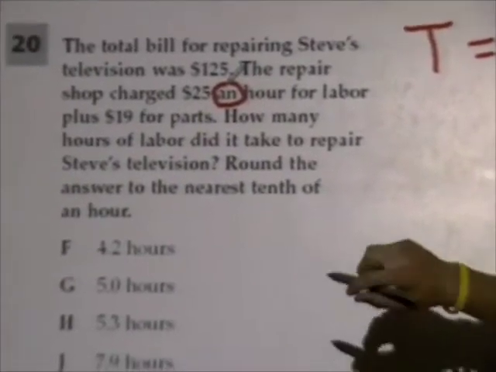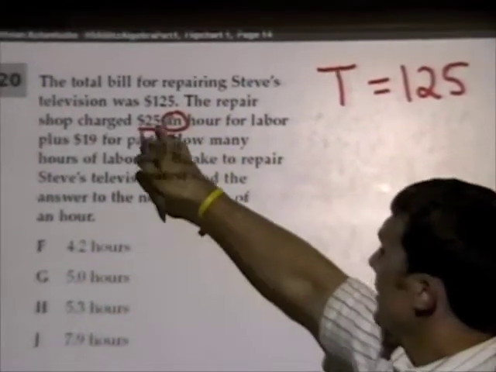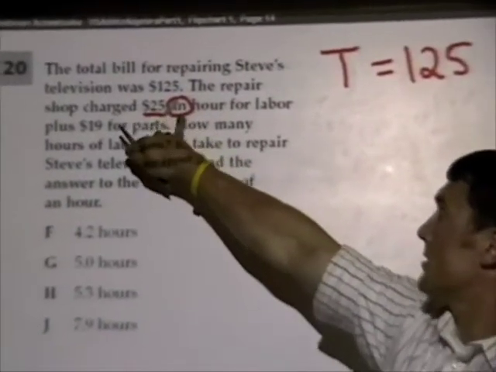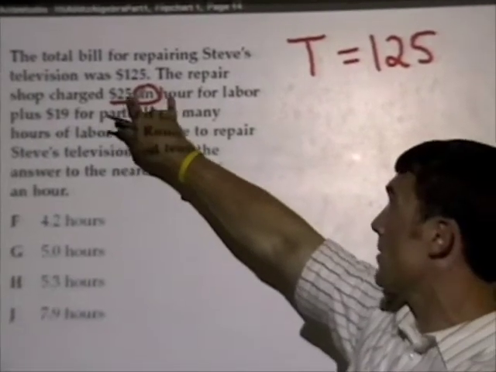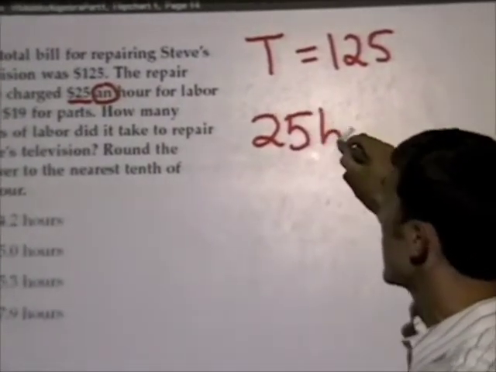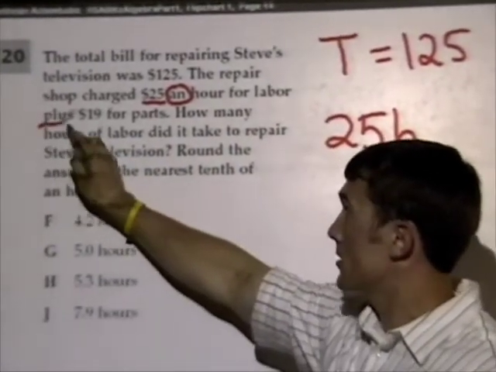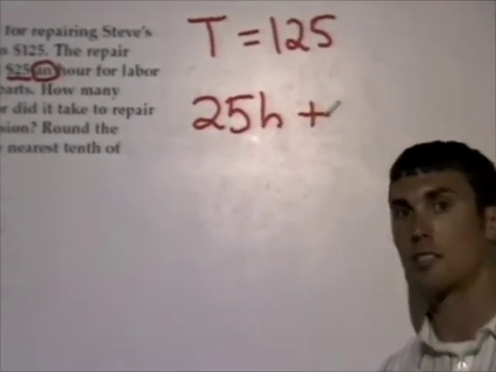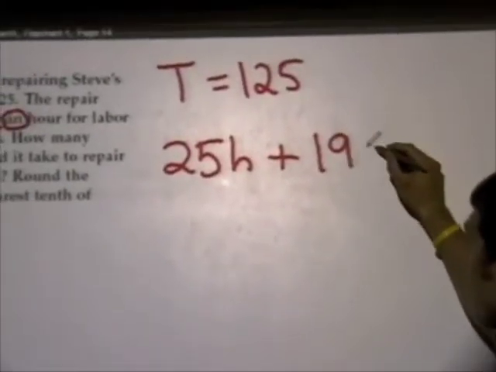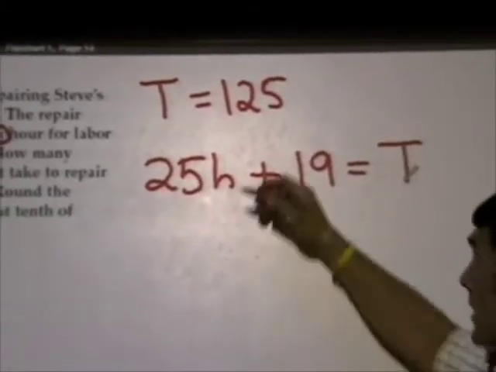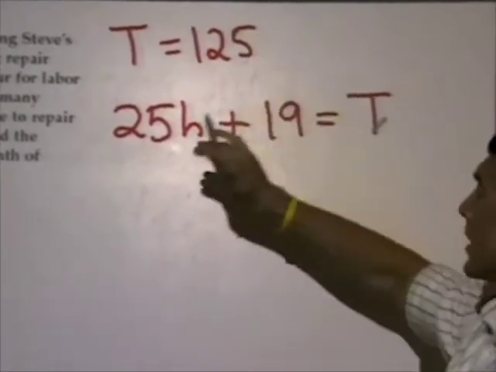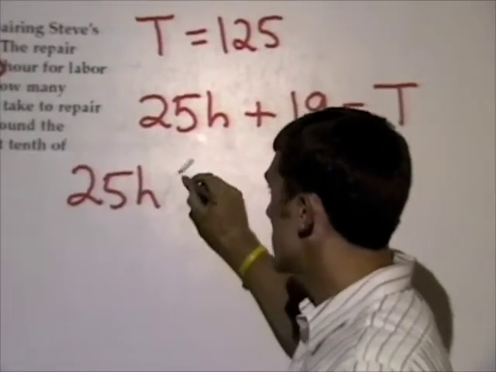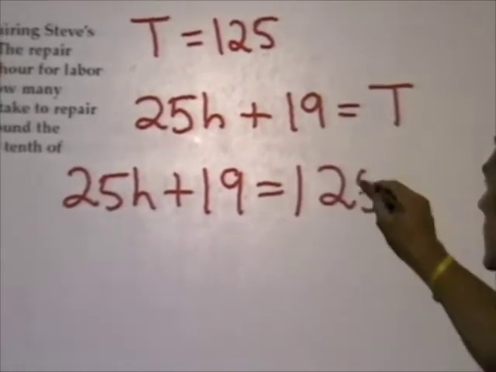$19 for parts just means you don't buy parts four times, you just buy one set of parts, and then you get your TV fixed, besides the labor. So when I'm looking at this, I see 25 an hour, so that's what my variable is going to be. This time it's first, not second, because there's my key word that tells me this number is attached to this letter, 25H. I'll write that down. For labor, plus, where's that plus? $19 for parts. Remember, you don't buy parts over and over again. Hopefully you just buy one set of parts and it's fixed. All right, there's your total. We already know though that his total is 125 for the bill. So this is where we had to come up with the equation and actually solve using what we know. So we've got 25H plus 19 equals $125.